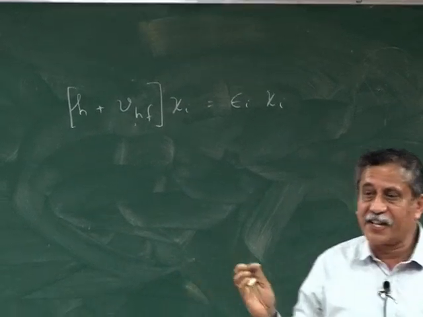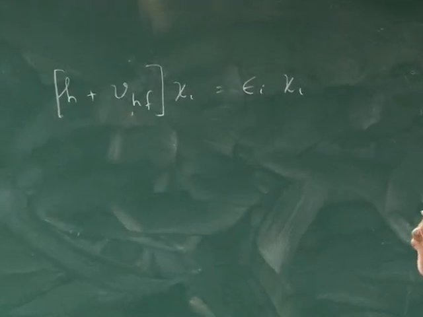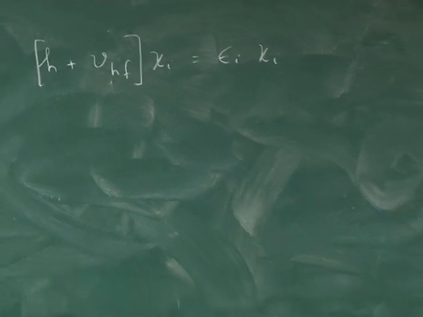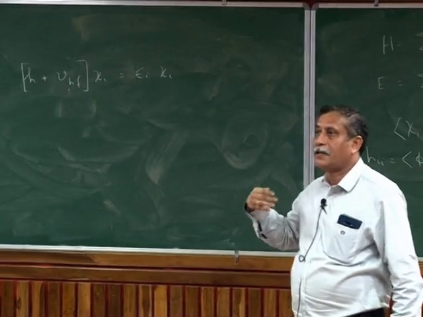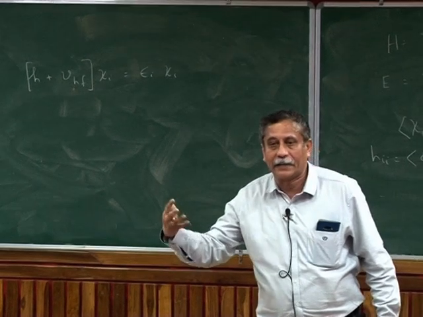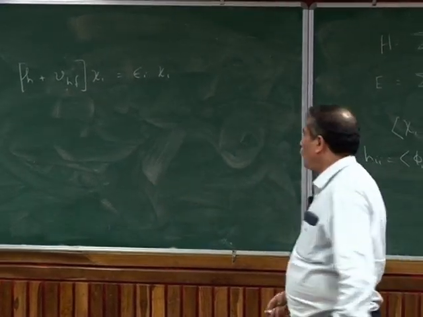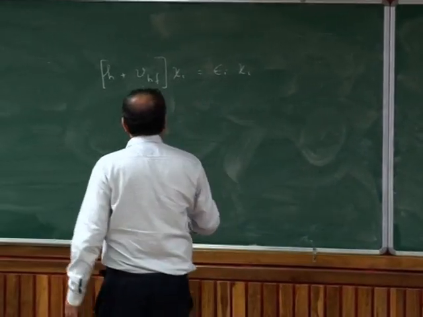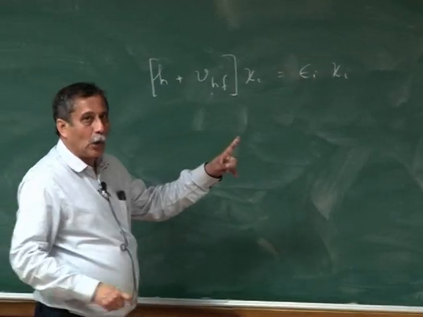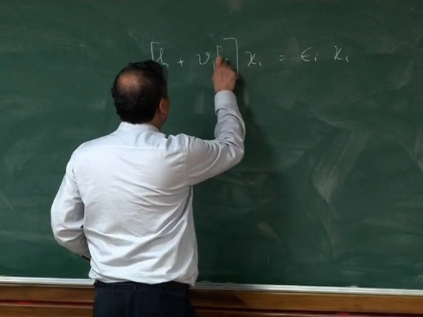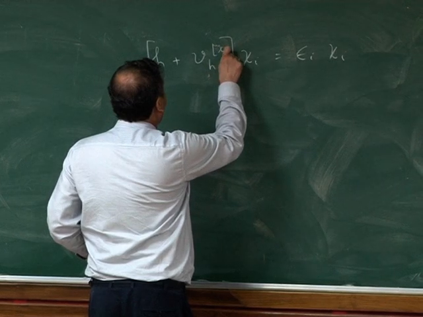This V Hartree-Fock, the trick is to get this V Hartree-Fock. This V Hartree-Fock is exactly what is known as the contribution of an average field, mean field. That's why it is called mean field approximation. What is interesting to note is that this equation cannot be solved in one go because V Hartree-Fock unfortunately depends on the chi's, all the set of chi's.